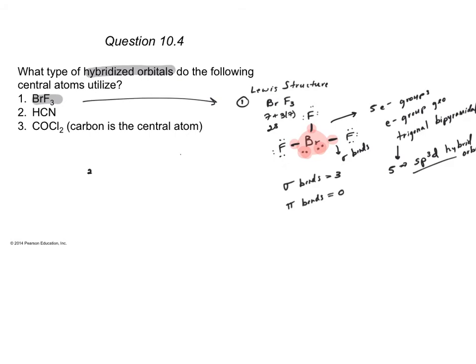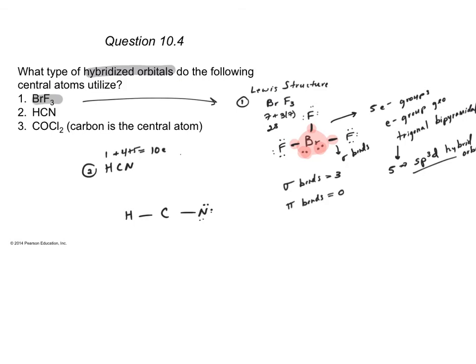Okay, so then number two, we can talk about HCN. Carbon is going to be the central atom here. We've got a hydrogen on one side, a nitrogen on the other. We've got a 1 plus a 4 plus a 5, which gives us 10 electrons. So we have 2, 4. Hydrogen's done, we don't have to worry about him. So 2, 4, 6, 8, 10.